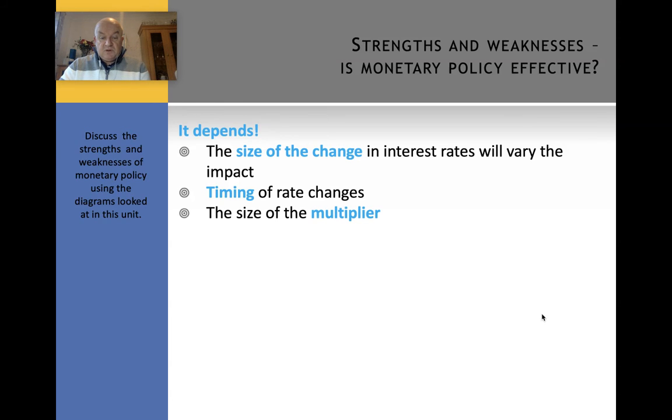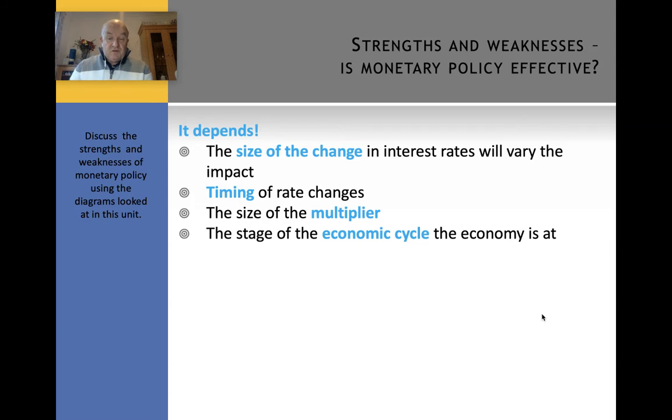Clearly, the size of the multiplier again, and the multiplier effect of any change in investment levels and any input into the circular flow of income, is obviously going to be affected by the level of the multiplier. And also, other things that are going to have an effect will be the stage of the economic cycle that the economy is at when this either contractionary or expansionary policy might be introduced.